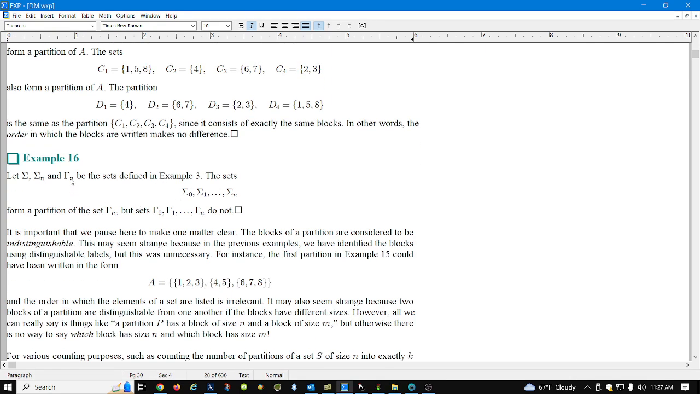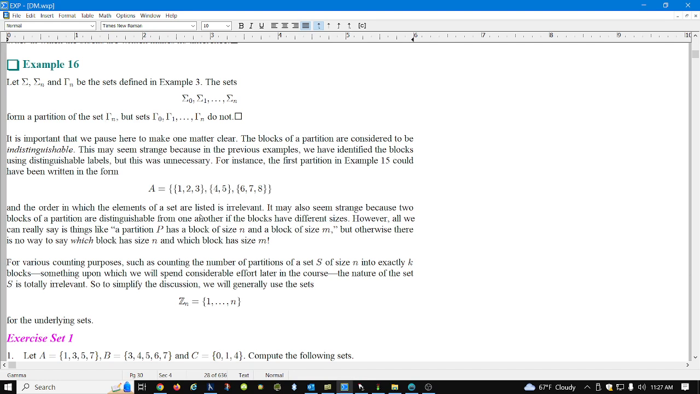For an alphabet sigma, the set or family of subsets sigma naught through sigma n forms a partition of gamma sub n. But the subsets gamma naught through gamma n do not form a partition.